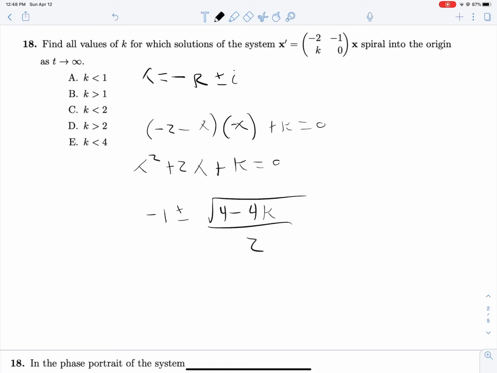all divided by 2. And in order for this second bit to be imaginary, we need 4k to be greater than 4. So as long as k is greater than 1, so our answer is B, we'll have a negative value in here, and we'll get the imaginary conjugate pair that we're looking for.